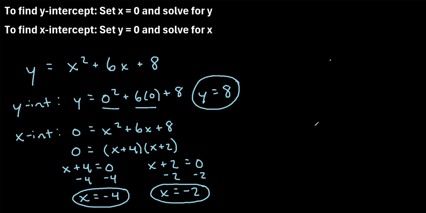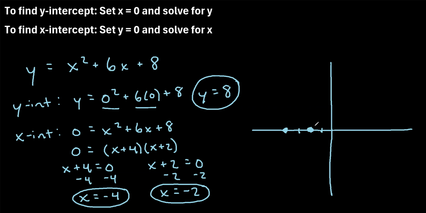If we wanted to, we could create a graph to kind of visualize what we just found. So what this says is that when x is equal to negative 4 or when x is equal to negative 2, y has a value of 0. So those are our x-intercepts. So let's plot those. So negative 2, here's one of our x-intercepts, and negative 4, here's our other x-intercept.